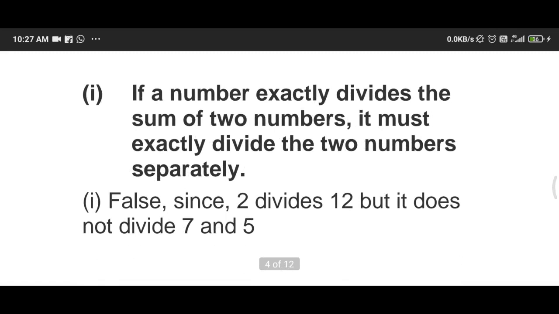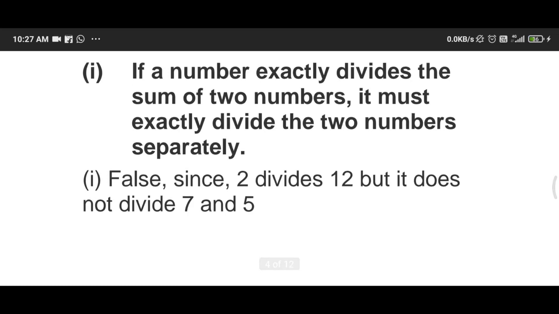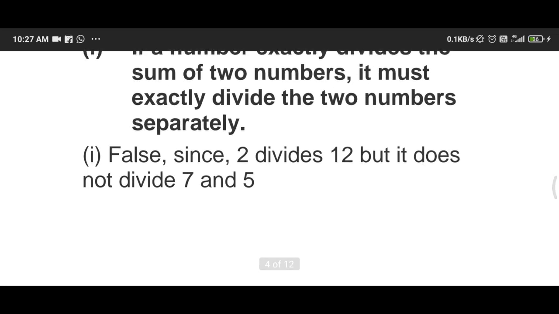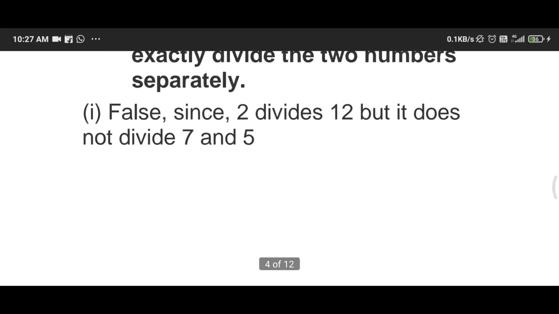Now I part: if a number exactly divides the sum of two numbers, it must exactly divide the two numbers separately. This is false since 2 divides 12 but it does not divide 7 and 5. Here 7 plus 5 is also 12, but 2 divides 12 and cannot divide 7 and 5, or any other pair which makes 12.